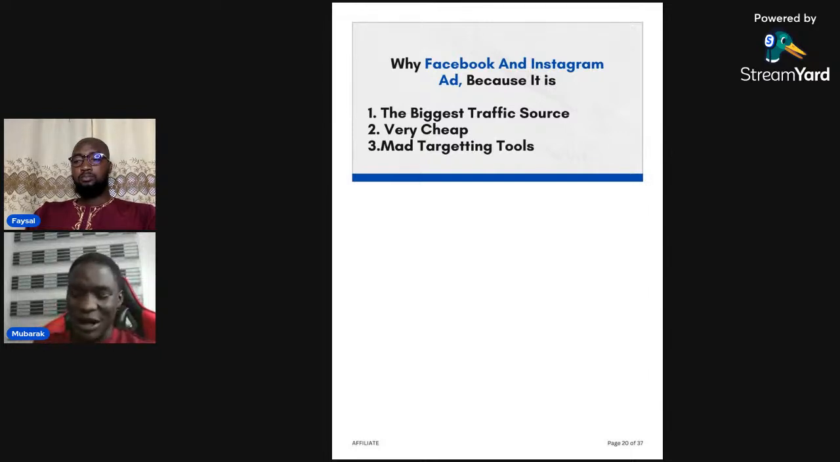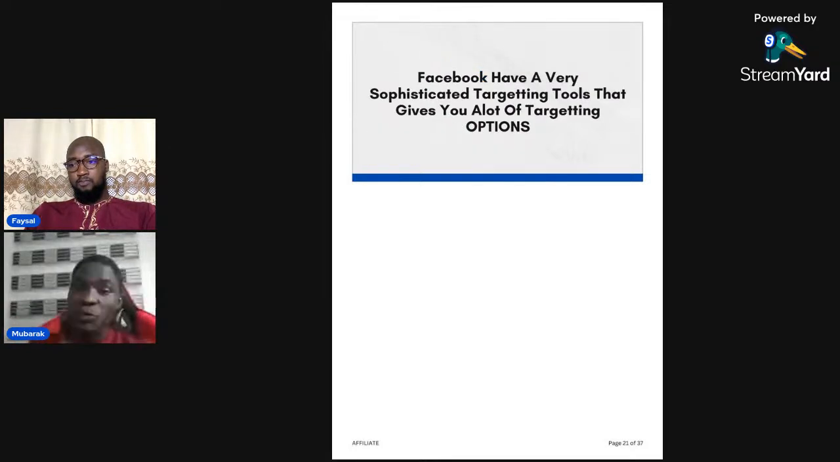The targeting tools on Facebook are very sophisticated. You can target someone based on demography, psychography, locography, and a lot of things based on the interest of that person, his pain, his income, his lifestyle, and a lot of other ways. You cannot achieve all these things with other platforms. Do you understand? The data on Facebook is so sophisticated. So as I said, Facebook has very sophisticated targeting tools, and that gives you a lot of targeting options. You get the point.